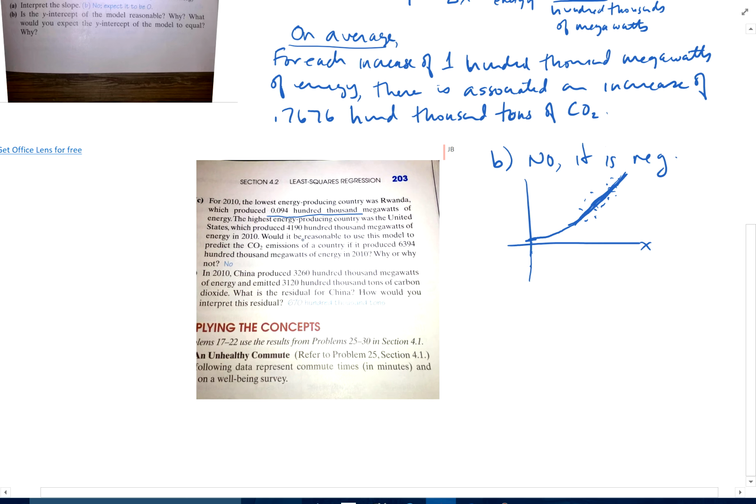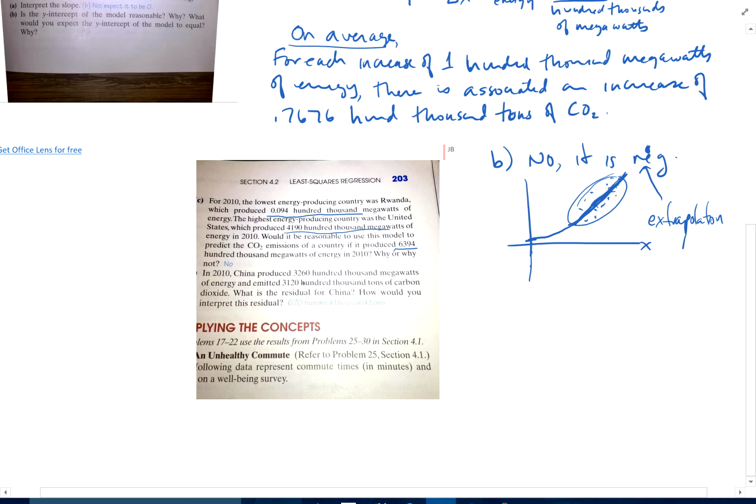C, lastly, for 2010, lowest energy producing was Rwanda, which produced that. The highest was the United States, which produced that. Would it be reasonable to use this model to predict it for a country that produced that? No, because that's going to be way outside the range of our data. Again, that's called extrapolation. And that's bad. That's, again, why we'd have a 10-foot, 20-year-old. I know I use that example all the time for this, but it's the easiest one to see. You can only predict inside your data.